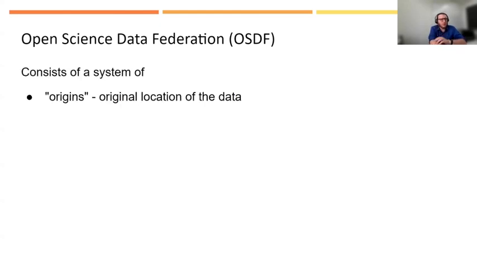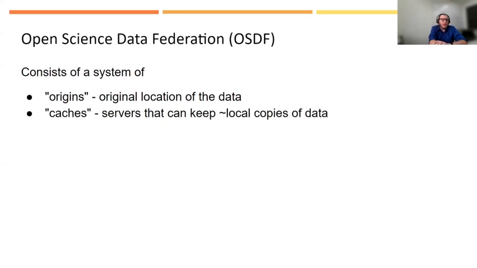So a little bit more about the system. The OSDF is a system of origins. So this is the original location of the data. If you're submitting from Chicago, then we have an origin set up at Chicago, and that's integrated with our login server. And then there's a series of caches. So these are servers that keep local-ish copies of the data. So like I said, somewhere nearby where it's actually executing.